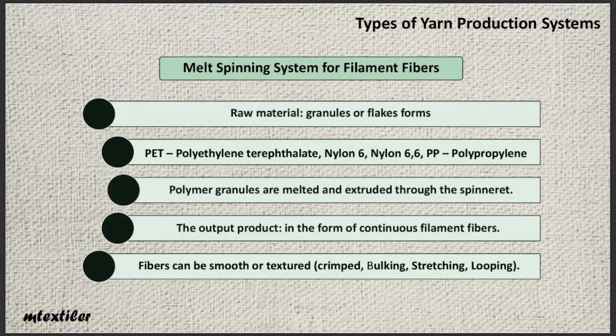Next slide, melt spinning system for filament fibers. Raw material: granules or flake form. Types of yarns produced by this system: PET (polyethylene terephthalate), nylon 6, nylon 6,6, and PP (polypropylene). Process: polymer granules are melted and extruded through a spinneret. Output product: continuous filament fibers. Fiber characteristics: can be produced as smooth or textured, including crimped, bulked, stretched, looped.